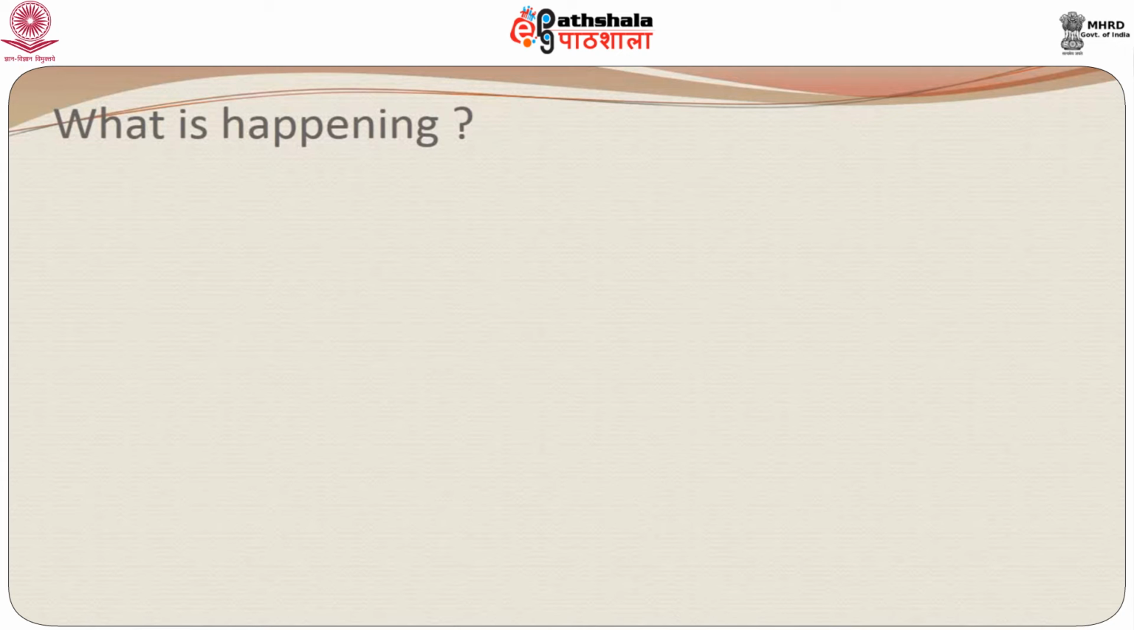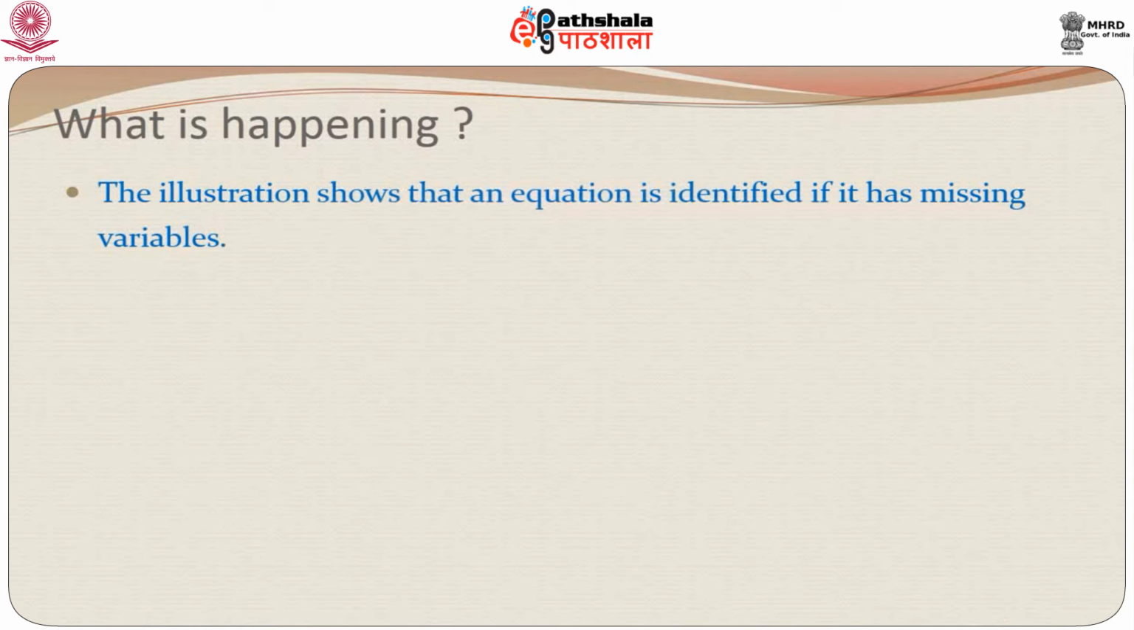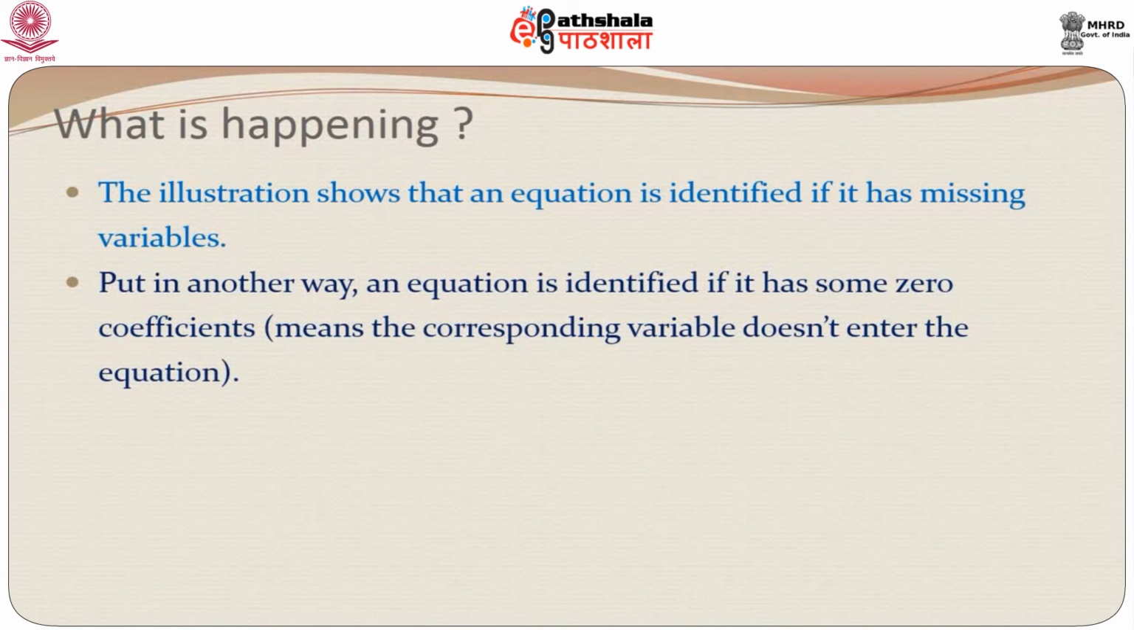So, what is happening? Let us look at what happened. The illustration shows that an equation is identified if it has missing variables. What does this mean? Put in another way, an equation is identified if it has some 0 coefficients. If you have a 0 coefficient, it really means that the variable would not enter the equation. So, that is, we have a case of missing variables. So, either you say it is a missing variable, or you say that the variable is there, but it has a 0 coefficient. Why do you put it the other way around?